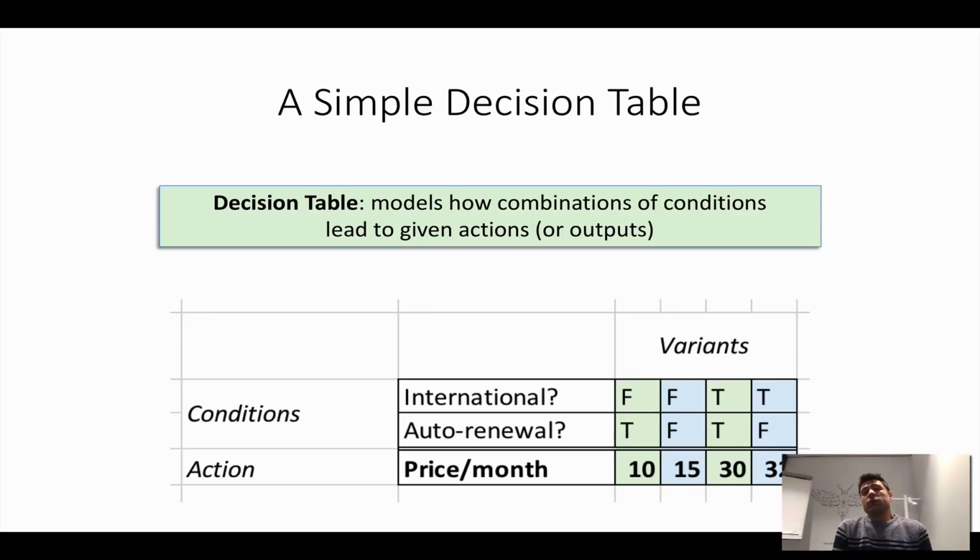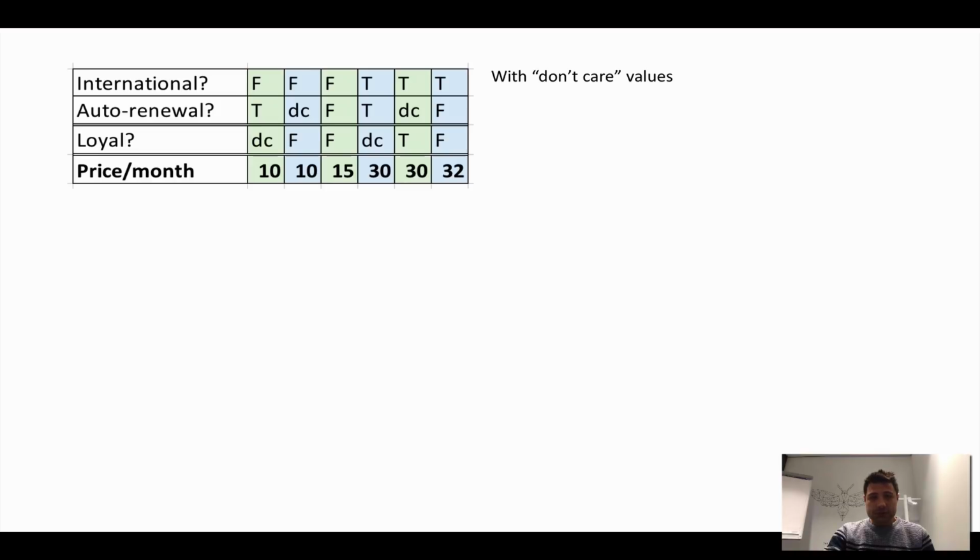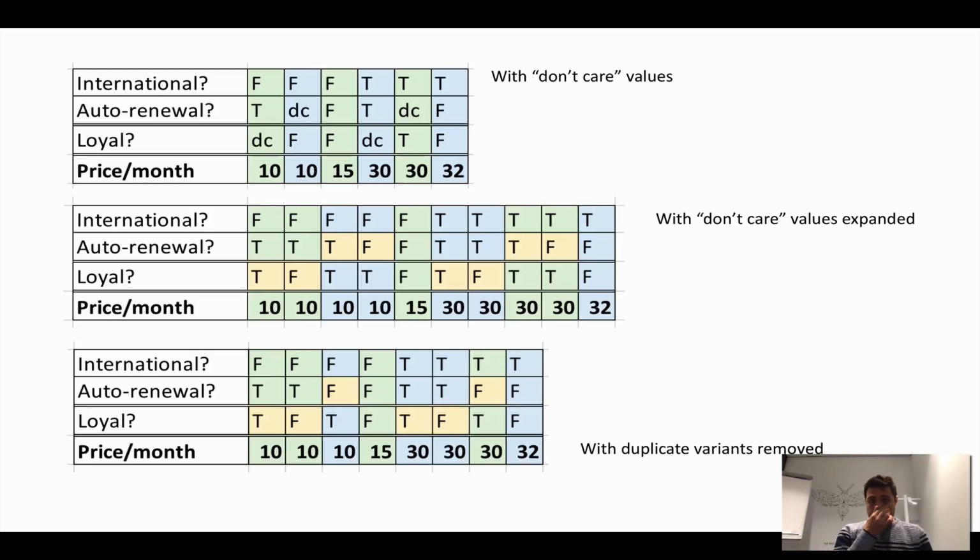So if you have those decision tables, they are more formal, right? Because they give us all the possible inputs and outputs. Then I kind of know what to test. I gave you some examples where sometimes you don't care about a value. For example, if international is false, then loyal is also false, then the auto renew we don't care. But we can try to expand it and remove duplicates. So at some point we can see our big model becoming a smaller model that we can test.